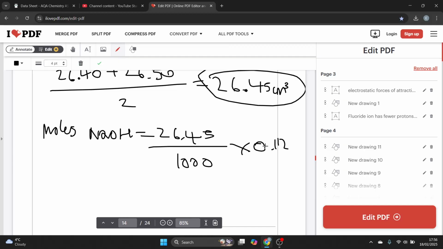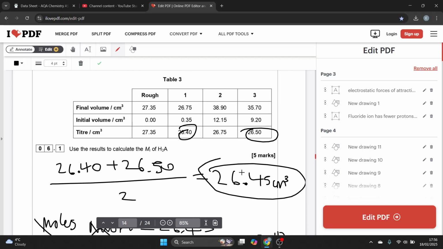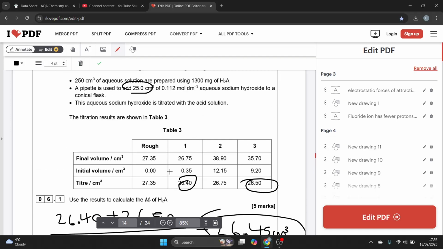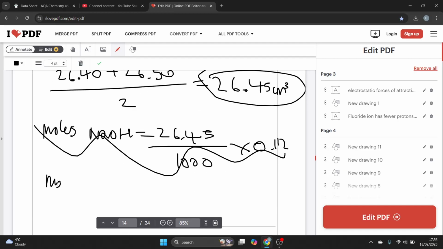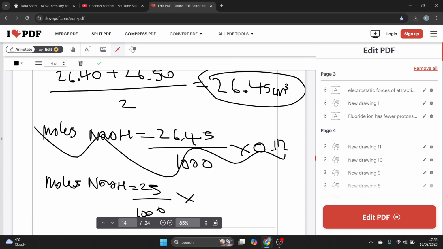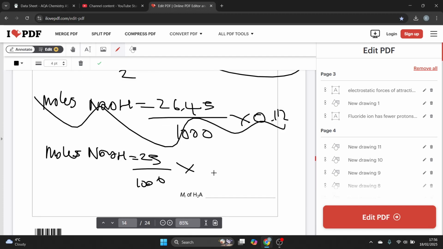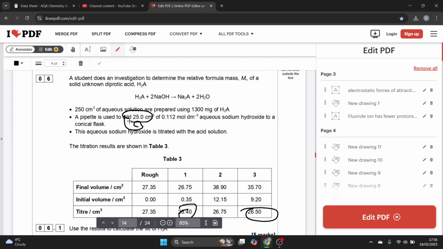No, it's not. I'm confused with a different question, because usually it says a 25 centimeters cubed sample, but this case says this much is added. So it's going to be 25 divided by 1000 times 0.112. That's the moles of sodium hydroxide in there.